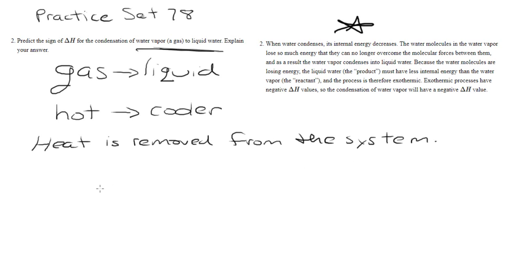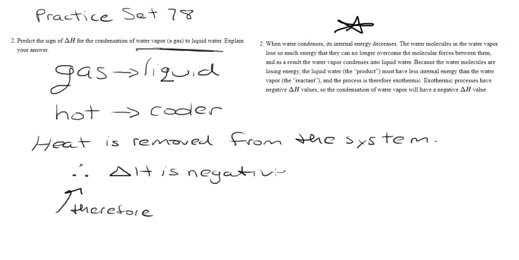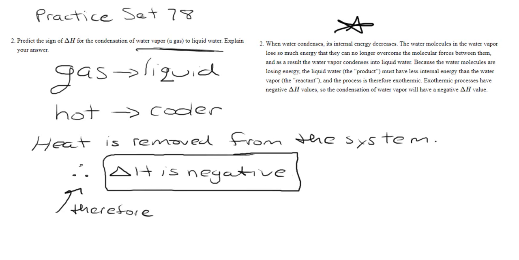And whenever there's a loss of heat or a removal of heat, that means, therefore, delta H, this little symbol here, the three dots is therefore. It's kind of shorthand for therefore. Delta H is negative because there is a loss of heat from the system. And anytime there's a loss of something, you move into negative territory. You're subtracting.